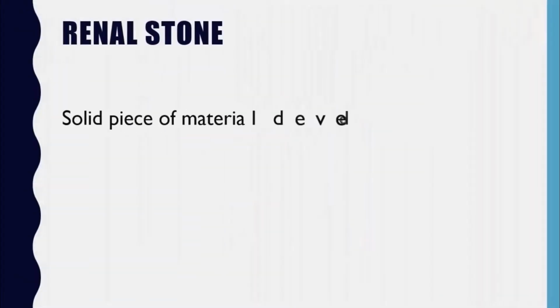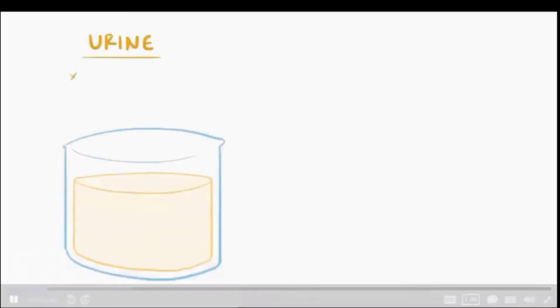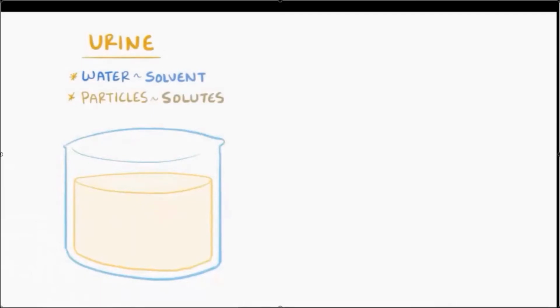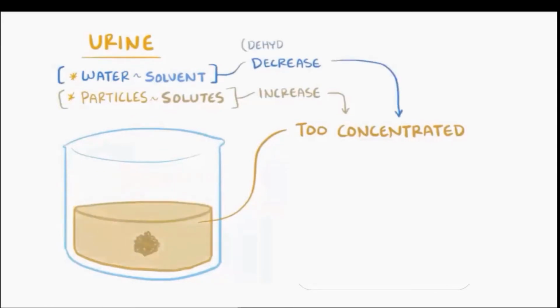Renal stone is a solid piece of material developed in the urinary tract. Generally, urine consists of water, which is the solvent, and particles, which are solutes, which are any end products of metabolism that must be excreted from the body. A renal stone will be formed when this solution becomes too concentrated, either because of an increase of the solid materials or a decrease of solvent, like in the case of dehydration. So it's a stone there.